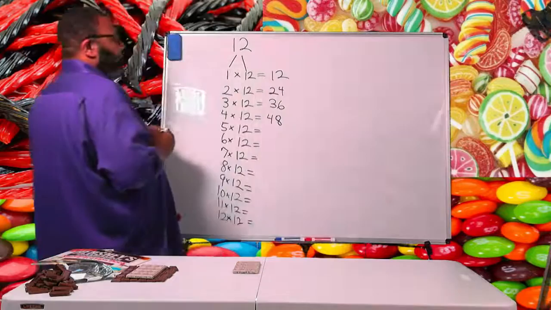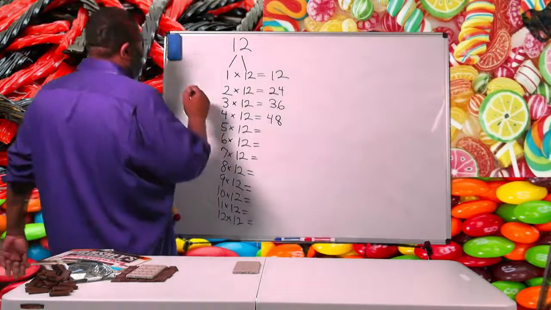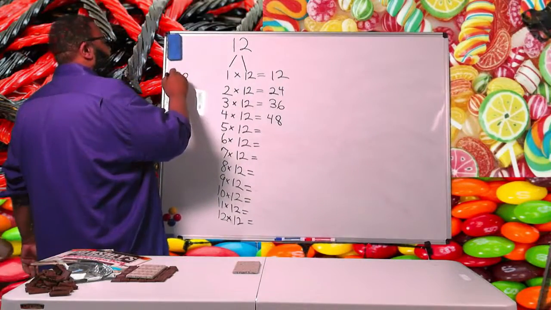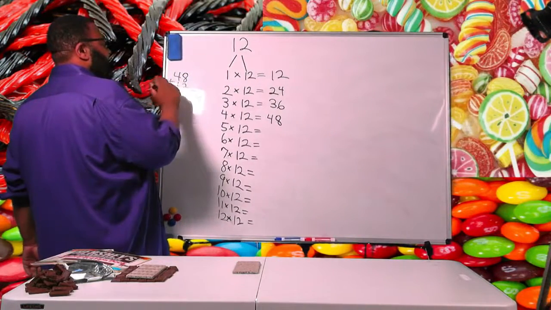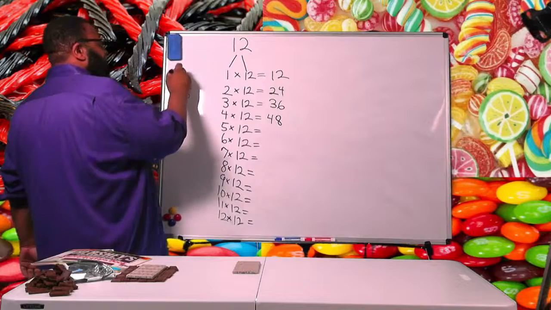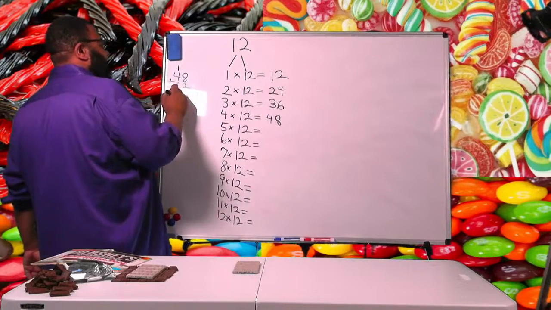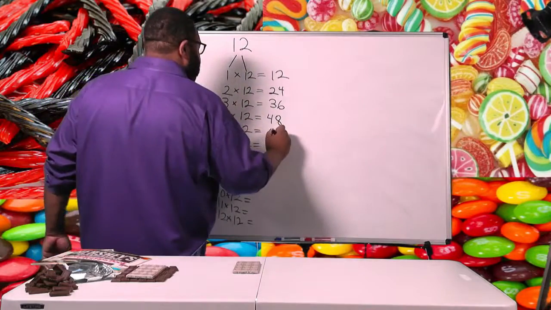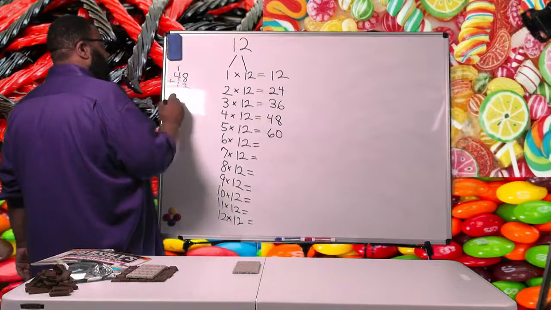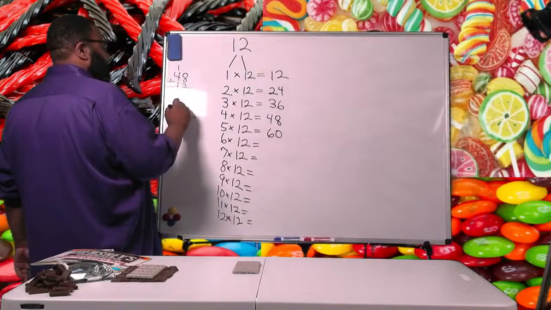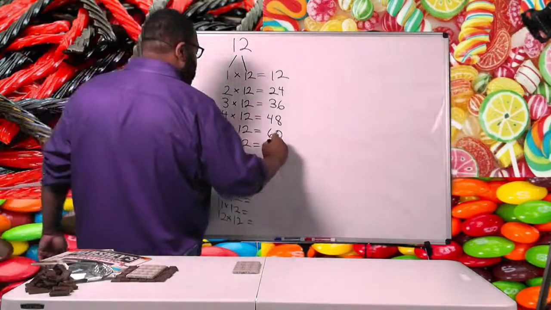If you don't like counting on your fingers, you go like this. 48 plus 12. I told you, multiplication is repeated addition. 8, 9, 10. Carry my 1, 4, 5, 6. That'll be 60. 60 plus 12. Just keep adding 12. 2, 6, 7, 72.